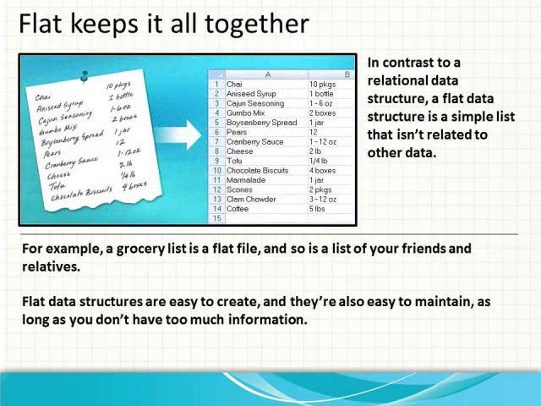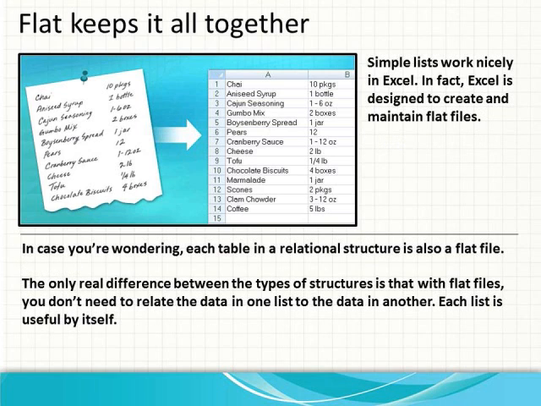Now, the other type of structure that we talk about is a flat structure. And this simply keeps all of your data together. A flat data structure is a simple list. And a good example of that is like a grocery list or a list of friends and relatives. Some advantages of a flat structure, well, they're easy to create. They're easy to maintain, as long as you don't have too much information. And that's what we've been doing in Excel. We've been creating simple lists. And we know those are easy to create and to manipulate.